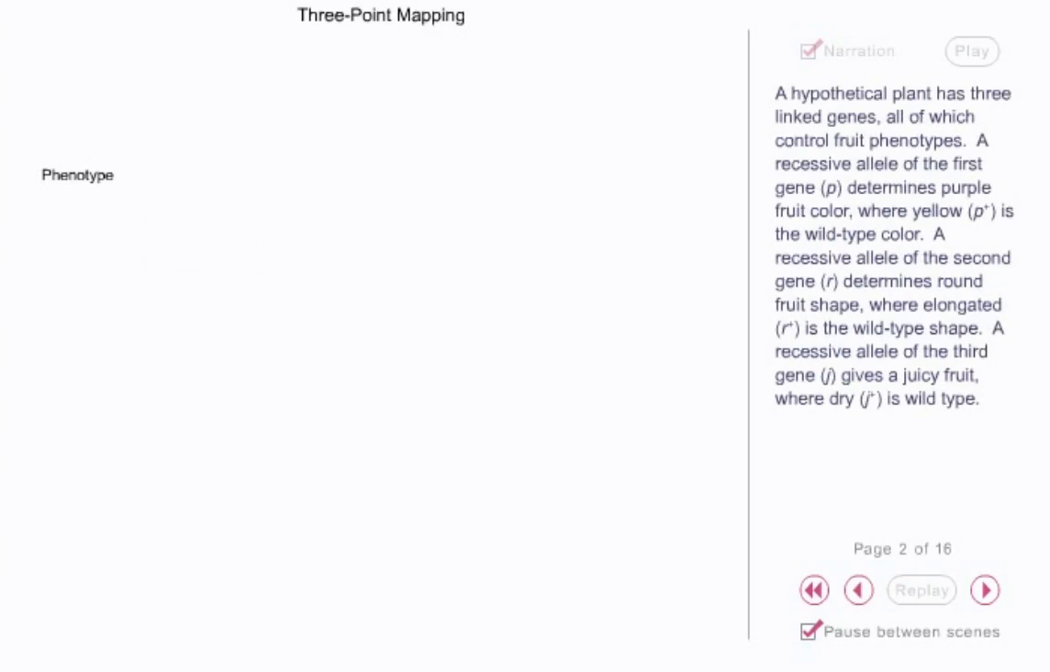A recessive allele of the first gene, P, determines purple fruit color, where yellow, P+, is the wild-type color. A recessive allele of the second gene, R, determines round fruit shape, where elongated R+ is the wild-type shape. A recessive allele of the third gene, J, gives a juicy fruit, where dry J+ is wild-type.